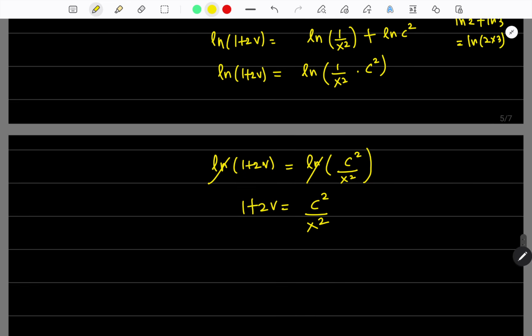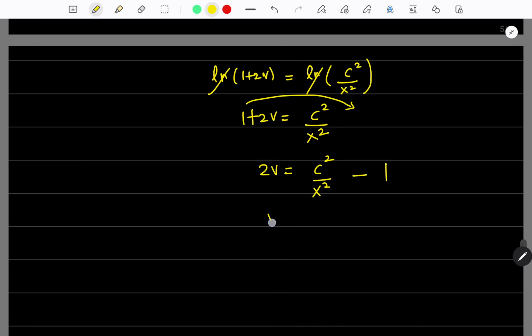Right? So this equals, okay, what's the answer now? 2v is equal to c square by x square minus 1. This 1 minus 1 goes that side, right? Now v is equal to c square divided by 2x square minus 1 by 2, because I have to take 2 for both the places, right? So now what's your v? Your v is y by x, which is equal to c square divided by 2x square minus 1 by 2.